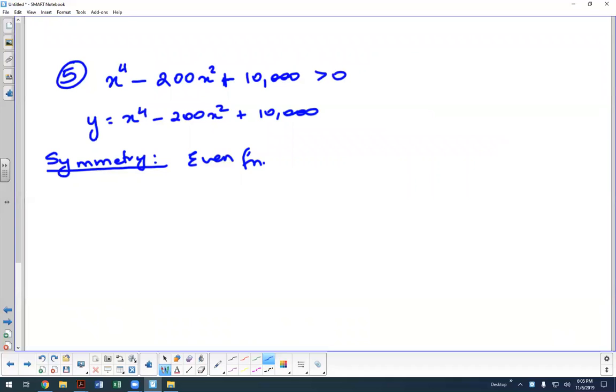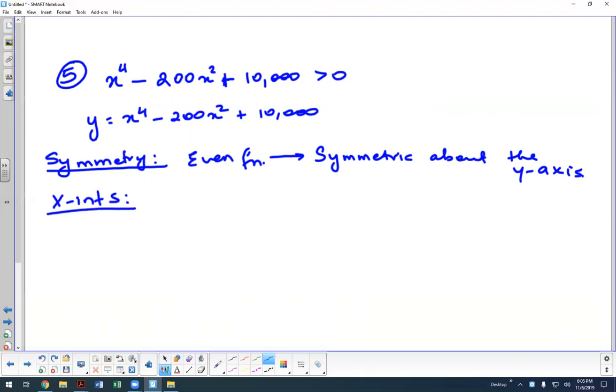What kind of symmetry again does an even function have? Y-axis, yeah. So symmetric about the y-axis. And let's try and find its x-intercepts by making the y value 0. How are we going to do that? If I'm making my y value 0, that means we've got x to the fourth minus 200x squared plus 10,000 equal to 0.